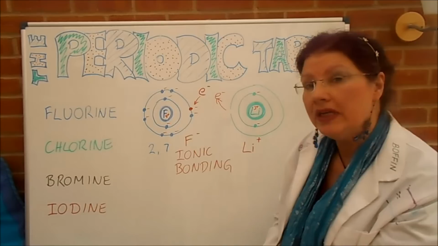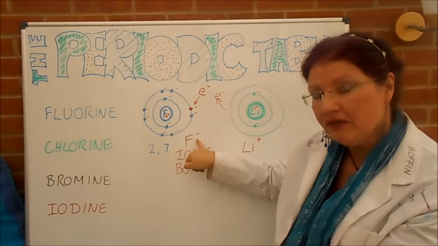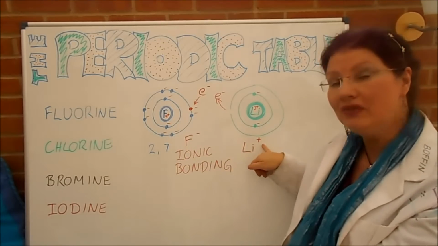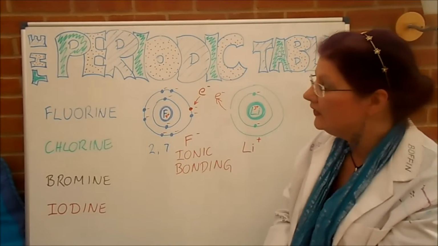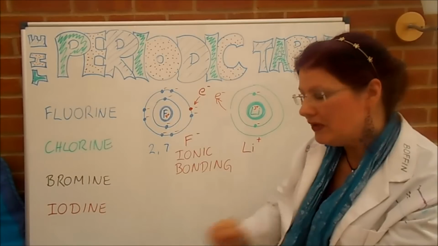So this is your ionic bonding. Anything that will form a negative ion, which is the halogens, with anything that will form a positive ion, which is the group 1s and the group 2s generally. So that's ionic bonding. Go and get yourself a cup of coffee.